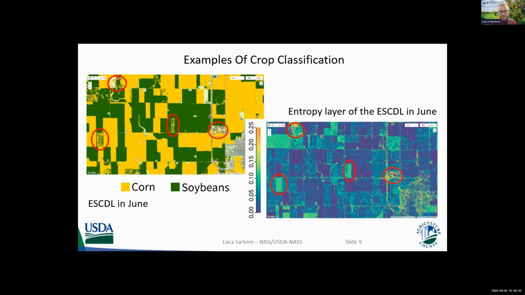Also, when we analyze the relationship between entropy and accuracy in the classification, we realize that the fields highlighted here with these red ellipses tend to have a higher entropy, and those higher entropy fields are associated with less accurate classification results. In fact, on the left, some of those fields have been classified as corn and soybeans with a lot of uncertainty. But once we start to use more remote sensing images throughout the year, those uncertainties tend to diminish and we make better predictions.